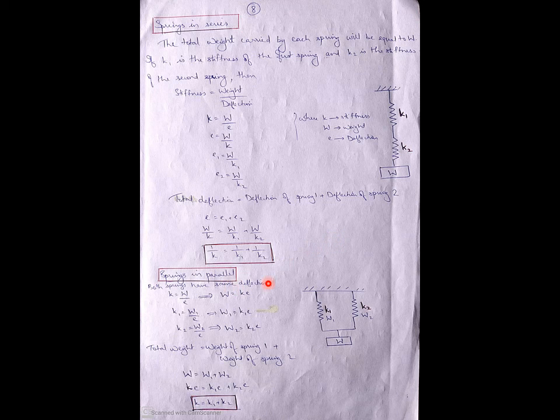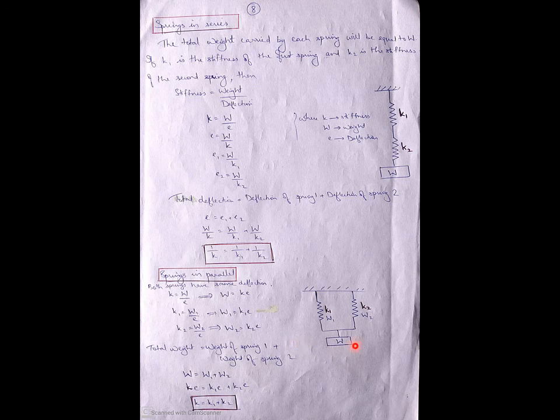Now if the springs are connected in parallel, this is the figure for that. Fixed at one end, there are two springs, the first having stiffness K1 and weight W1. The second spring has stiffness K2 and weight W2. The total weight will be capital W. Now we can see that the deflection for both the springs will be the same. That is, the E value is the same for both. We can write stiffness K equal to W by E. For the first spring, K1 equal to W1 divided by E. For the second spring, K2 equal to W2 divided by E. If we rearrange it, W equal to KE, W1 equal to K1E, W2 equal to K2E.